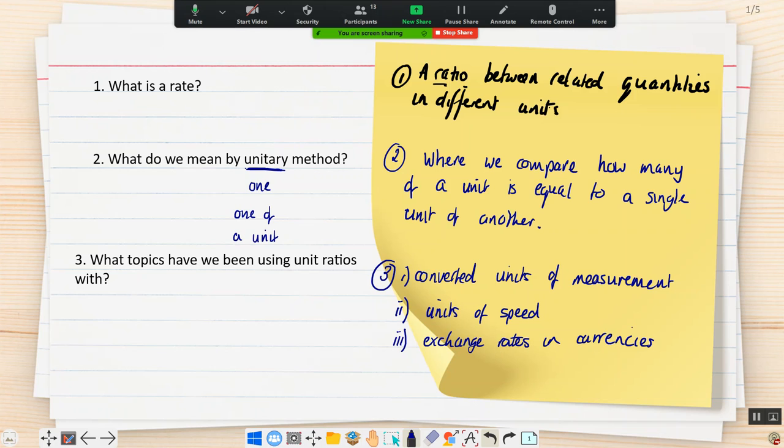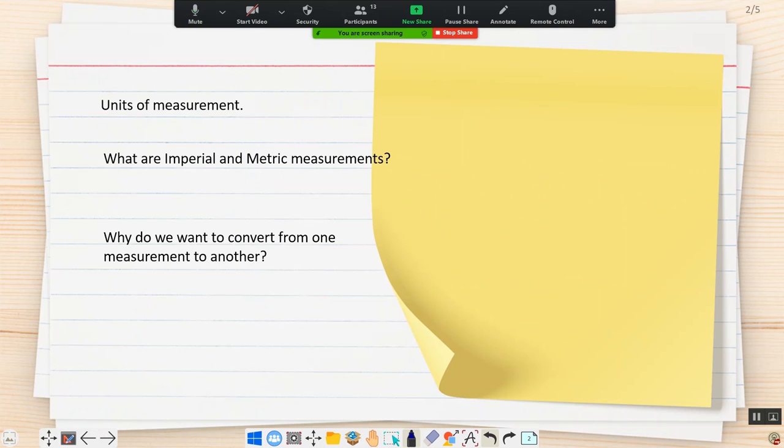Okay, so these are the things that I'm going to be assessing what level you've reached for this topic on Wednesday, right, in our short assessment. So let's go on to the first thing then, all right, which is our units of measurement. Now, do you remember what the imperial and metric measurements meant?